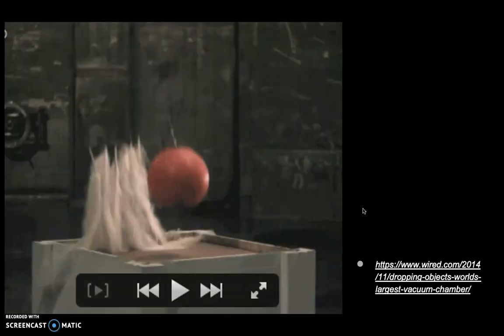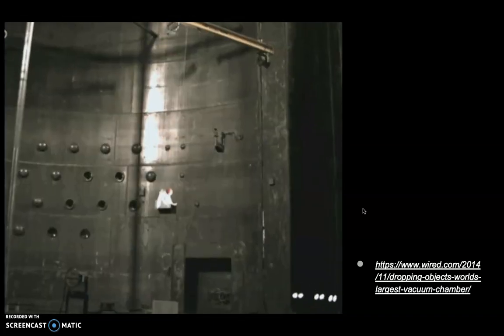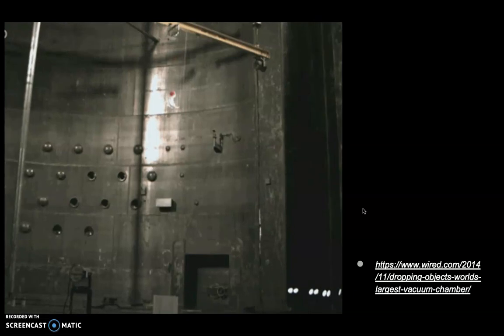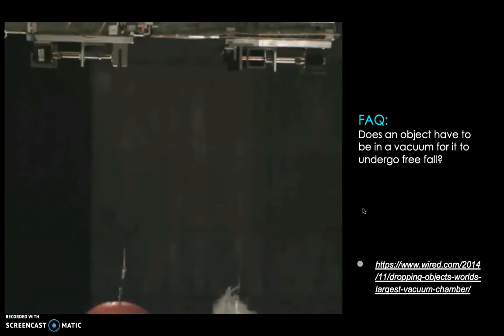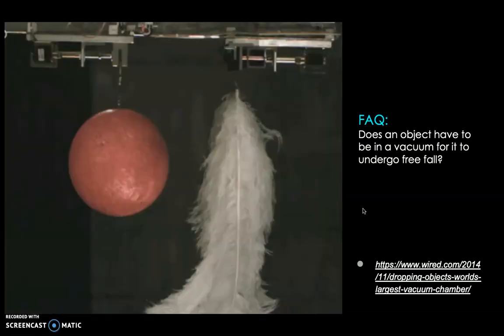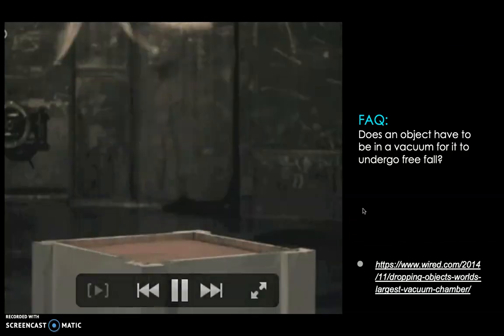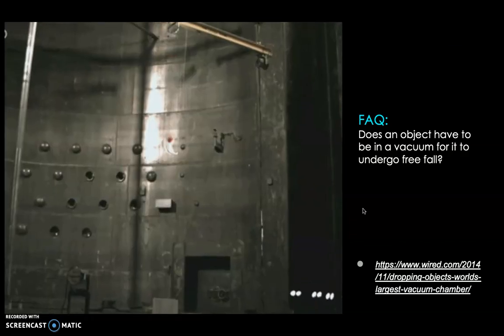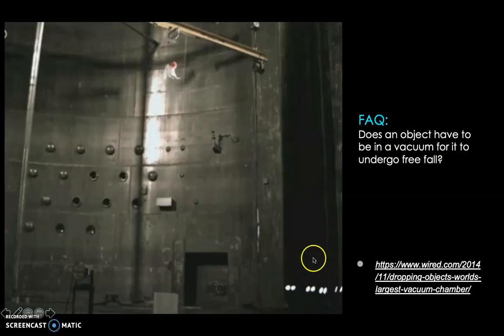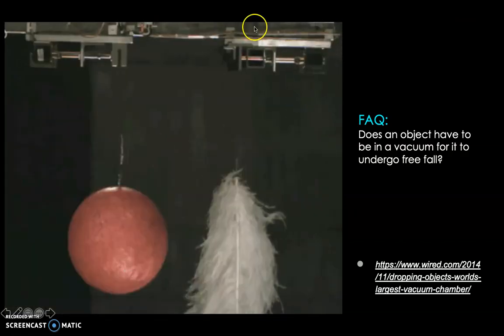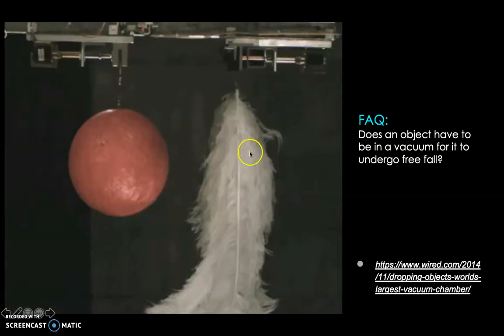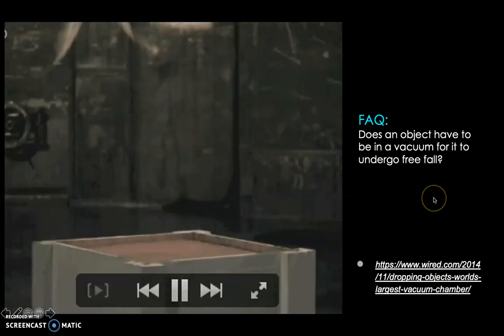And when an object is in a state of free fall, you can ignore air resistance, therefore, they will have the same acceleration. And again, that's 9.8 meters per second squared. Now, there's a frequently asked question. Does an object have to be in a vacuum for it to undergo free fall? The answer is no. Just like in this case, it can actually send the wrong message. Oh, does it have to be in a vacuum for objects to be accelerating at the same rate, which is 9.8 meters per second squared? And the answer is actually no.